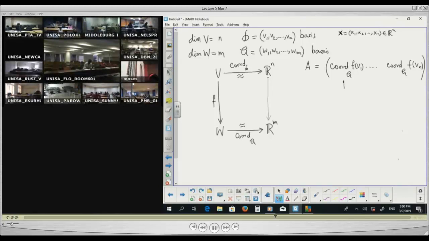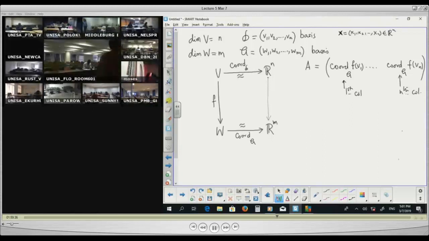So what is my first column? It is the coordinates of F(v1). Remember, what is v1? v1 is the first member of the basis of the domain. So F(v1), its coordinates with respect to the chosen basis A of the codomain. Second column is the coordinates of F(v2) with that basis A, okay, and so on. Remember, these coordinates are with respect to A, so they are actually each m cross 1 vectors. So this matrix is an m cross n matrix, right?